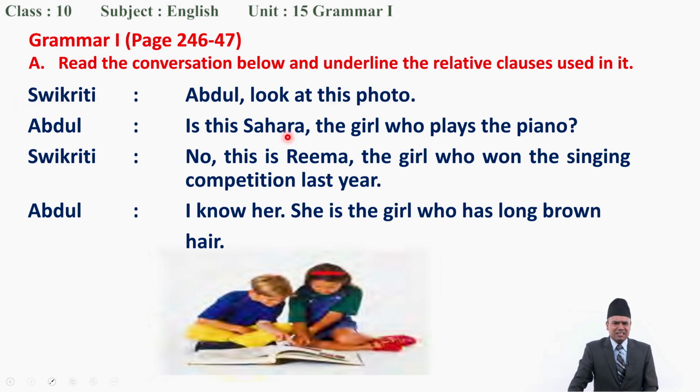Let's read it out. Swikriti: Abdul, look at this photo. Abdul: Is this Sahara, the girl who plays the piano? Swikriti: No, this is Rima, the girl who won the singing competition last year. Abdul: I know her. She is the girl who has long brown hair.